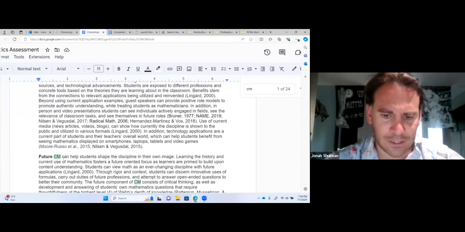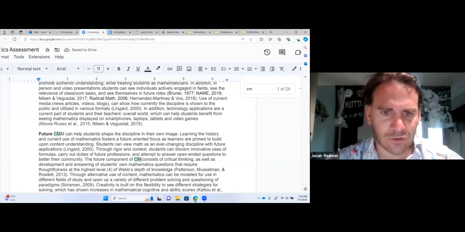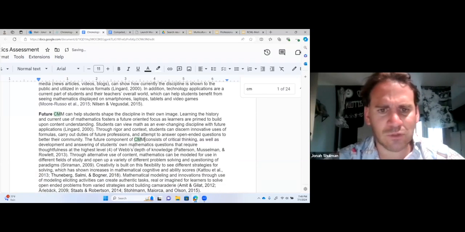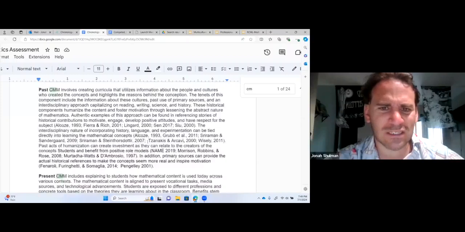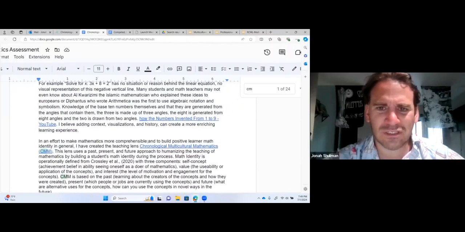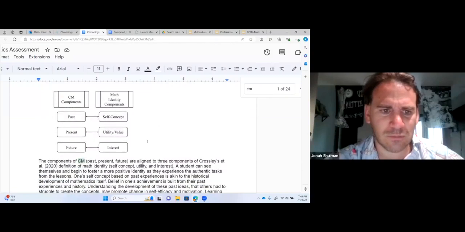So the future can help students shape their discipline in their own language. So critical thinking. There's some really high levels of depth of knowledge when you actually have to create your own problems using mathematical modeling and innovations. All these future ideas are just really useful for students. I think I put some more in here towards the bottom.